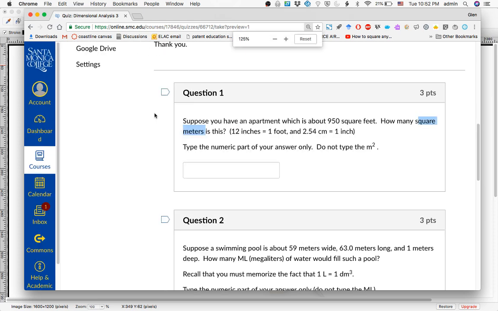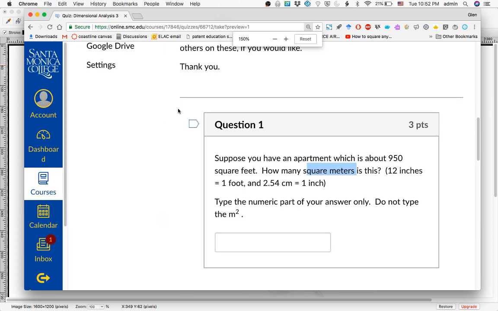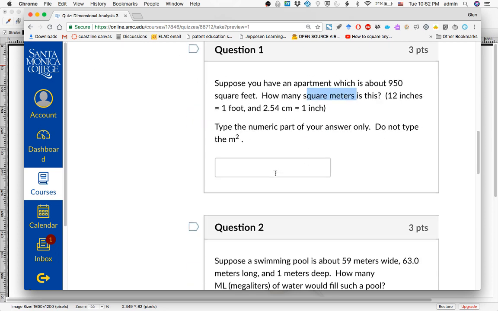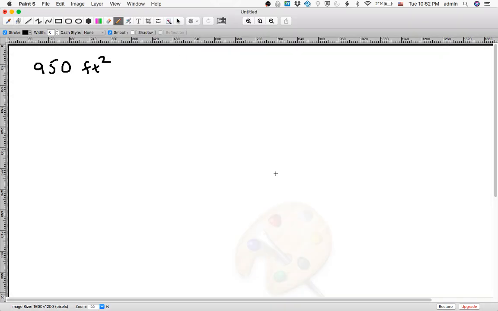Let me make this a little bit bigger for you. So there it is, square meters. So let's convert this to square meters. Well, I know how many inches are in a centimeter, and centimeters are like meters, and I know how many feet there are in an inch. So I'm going to say that there's 1 foot and 12 inches. That's a definition that I was given. This is my conversion factor.